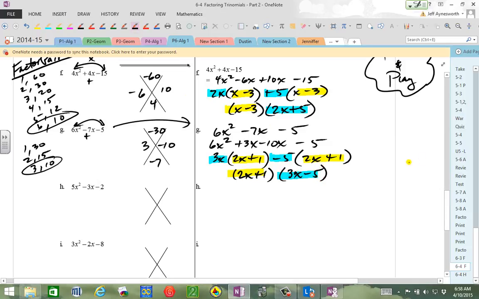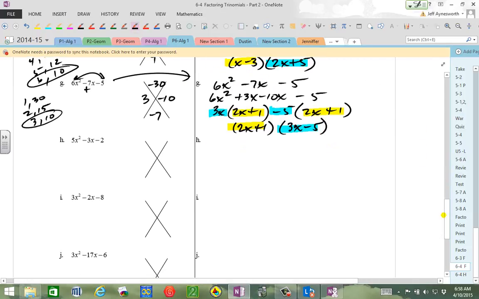Okay, pause the video, try the next one. Okay, let's check. So 5 times negative 2 is negative 10. So what two numbers multiply to negative 10 and add to negative 3? So factors 1 and 10, 2 and 5. So let's use 2 and negative 5 because you want a negative 3 here.